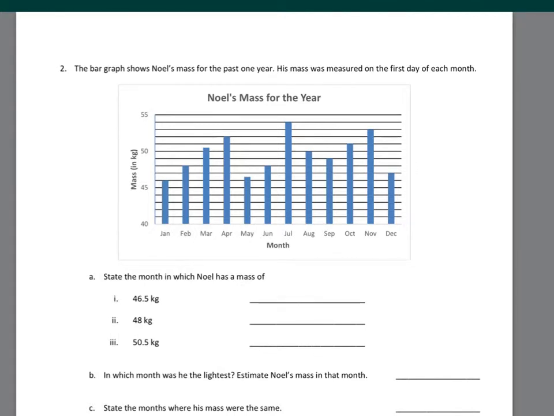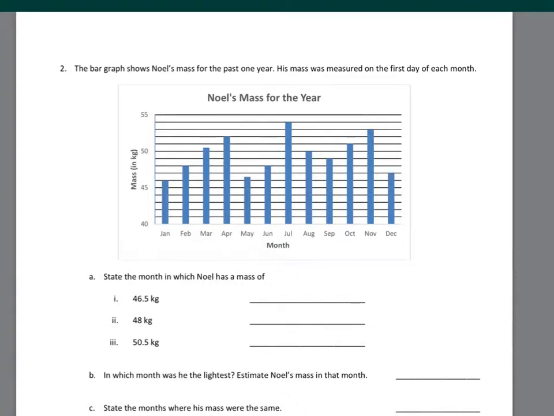Okay, so our next question involves a bar graph. If we look at the graph, it shows the mass for a given year. On the x-axis, we see the months from January to December, and for the y-axis, we have the mass in kilograms.